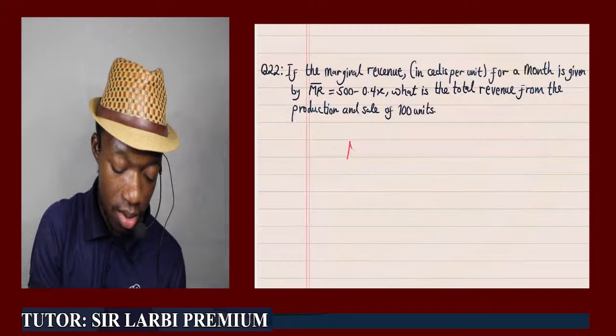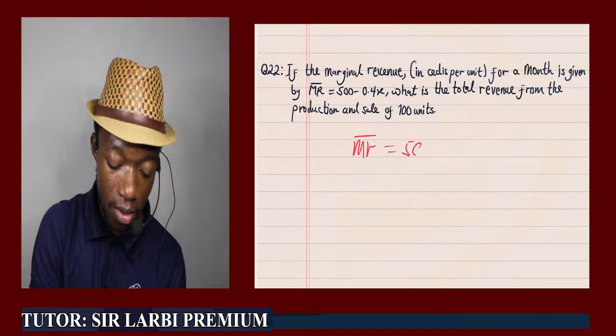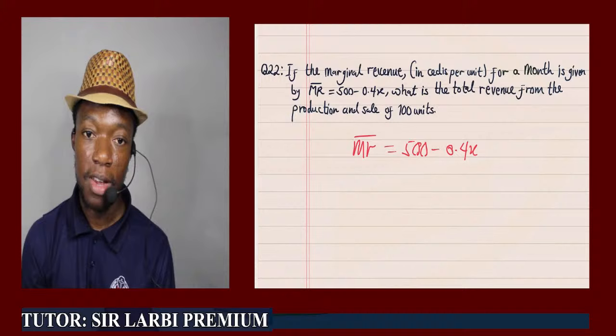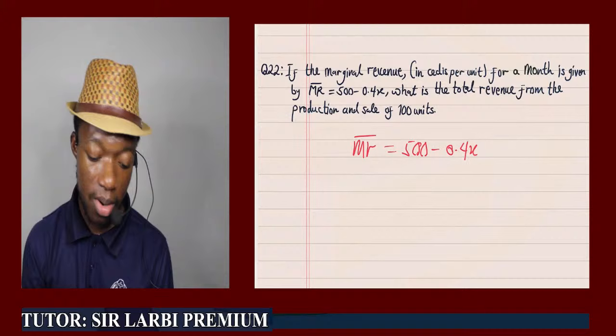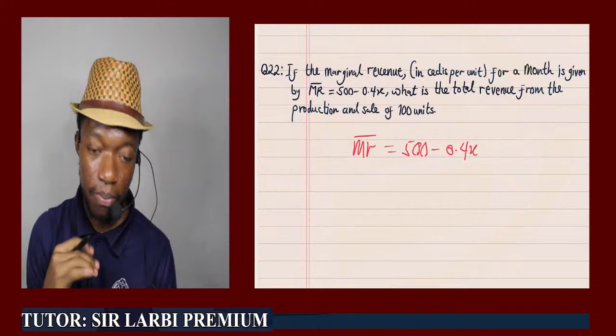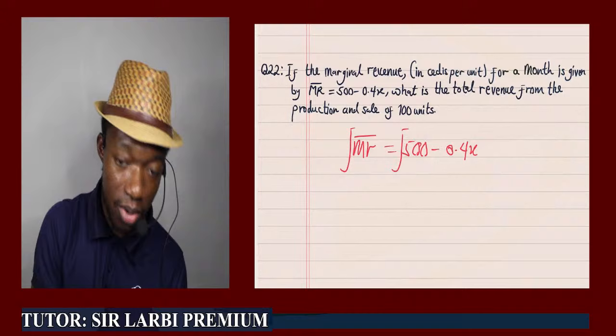Let me use MR, which is equal to 500 minus 0.4x. So how do we go about that? Since it has already been differentiated, we need to integrate so that we get the revenue. So we just have to bring in our elongated S to show that we are integrating.